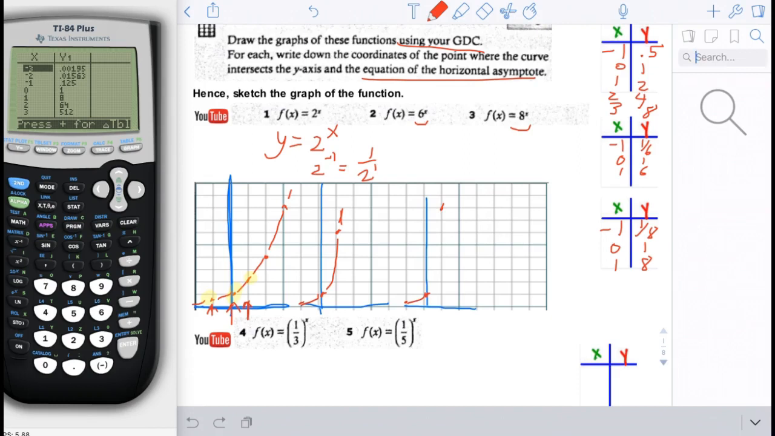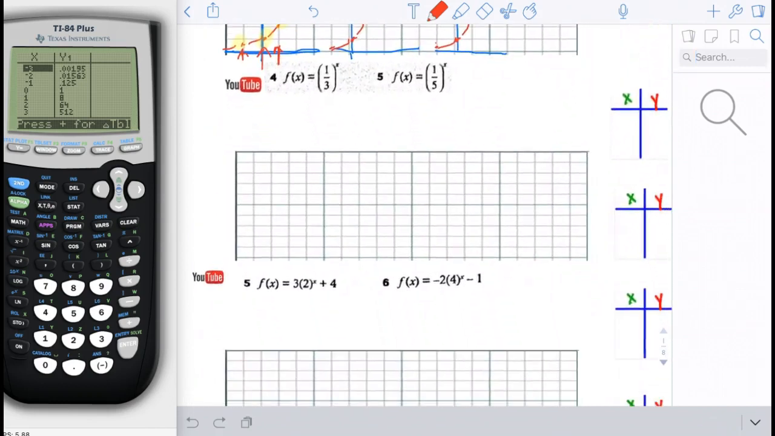You notice that it's always intersecting the y-axis at y equals 1. And that's always going to happen as long as you're in this form here, where you don't have a plus 7 or some other value added to it, okay? All right, so let me erase that because I drew it so crooked. Now let's move on to number 4.